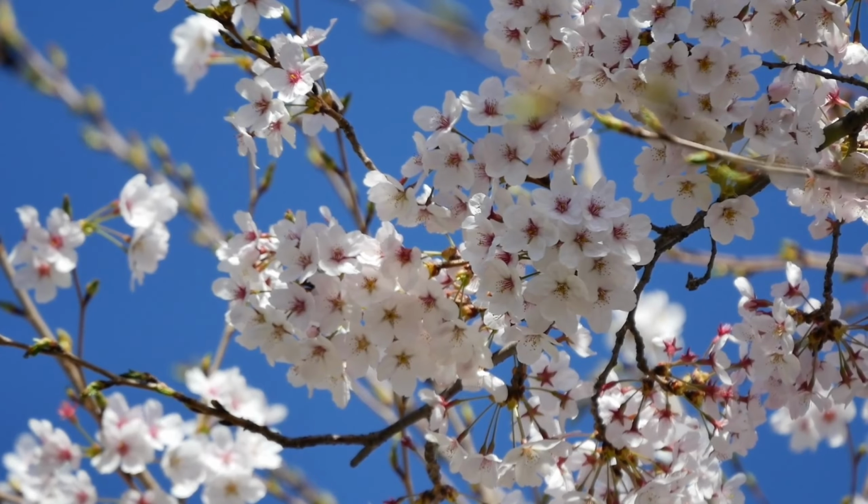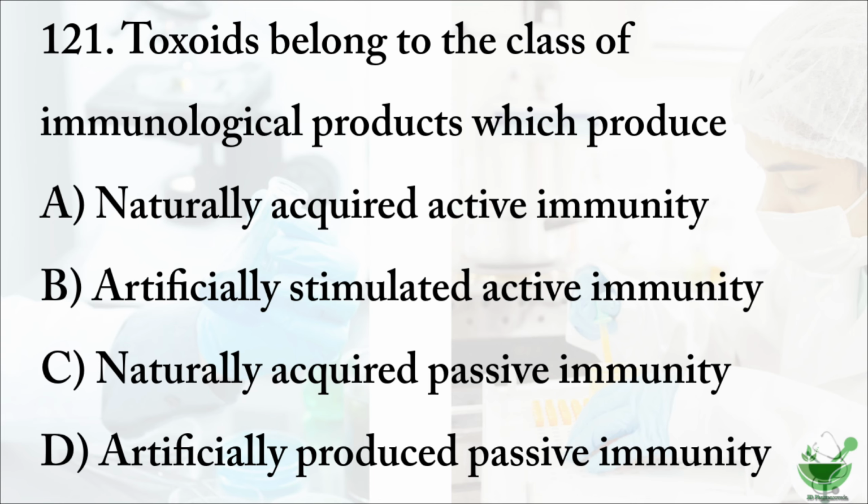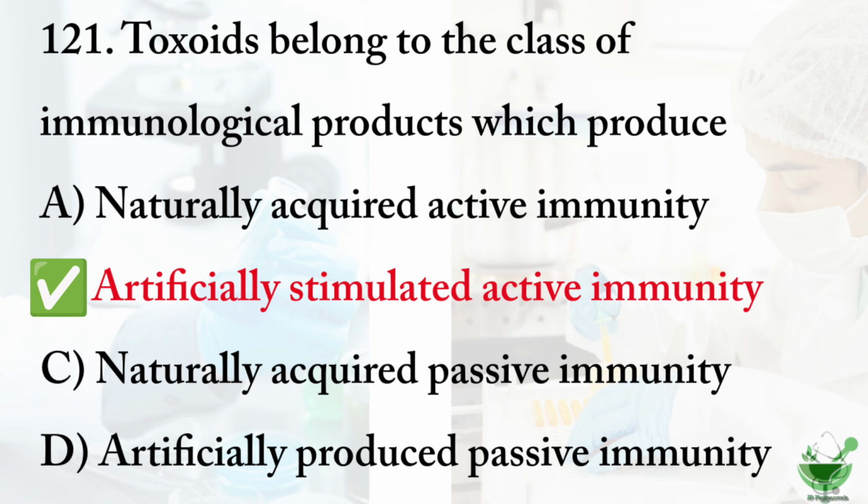In this video, let's start from question number 121. Toxoids belong to the class of immunological products which produce. The options are option A, naturally occurred active immunity, option B, artificially stimulated active immunity, option C, naturally acquired passive immunity, option D, artificially produced passive immunity. The correct option is option B, artificially stimulated active immunity.